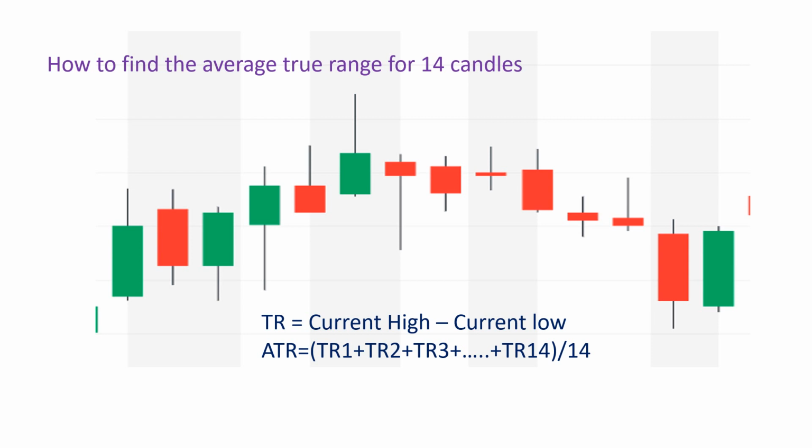You can also use other formulas and calculate ATR the same way, but remember, if you find a negative value for ATR, you only consider the absolute value and ignore the minus sign. That's how you calculate the average true range.